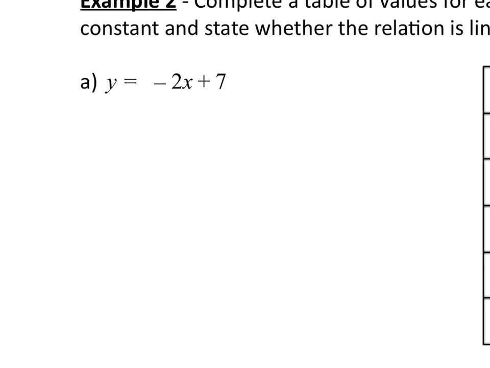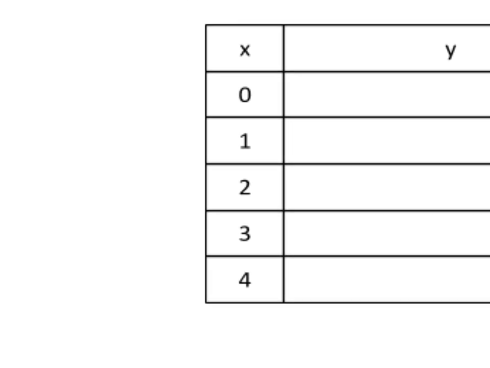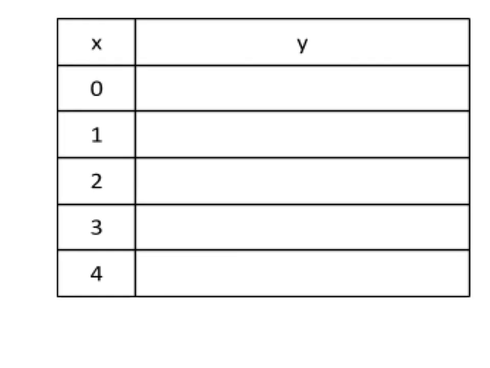So what if you weren't given a table of values and instead you were given an equation, and then based upon that equation you needed to predict whether or not the relation would be linear or nonlinear? So we have an equation here, y equals -2x plus 7, and then they've given us a partially filled in table of values. So they've chosen x values for us to use. So they've given us values ranging from 0 to 4, but they haven't given us any information about the y values. So this is going to be something that we need to fill in ourselves.